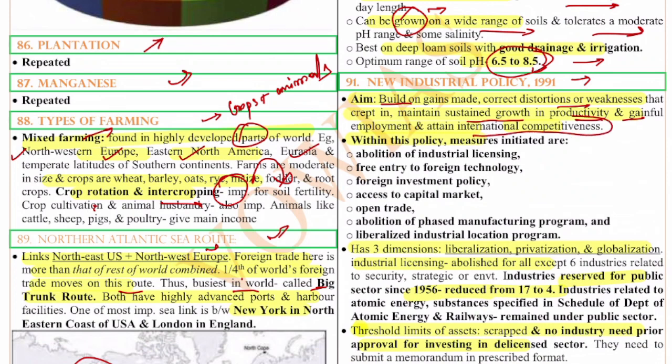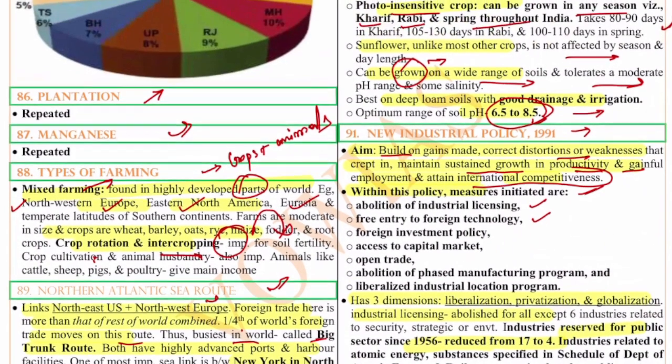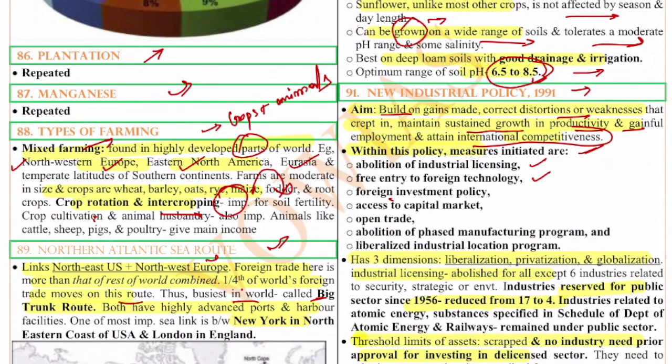The measures initiated are abolition of industrial licensing, free and fair entry of foreign technology, foreign investment policy, access to capital markets, opening of trade, abolition of the phased manufacturing program, and a liberalized industrial program. Because before 1991, the government used to control the capital coming in and which companies could come and invest. The government also used to restrict trade, and restrict production: how much to produce and what to produce.